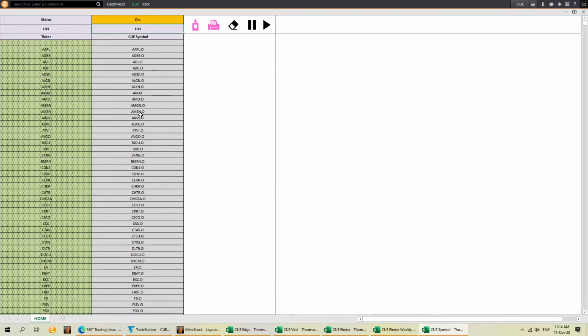How do I take them to Q Vital Universe or Metastock? I could select them by dragging in this manner the symbol column and then copy, but I don't need to do that. There is an action button, copy symbol. I'm clicking that.